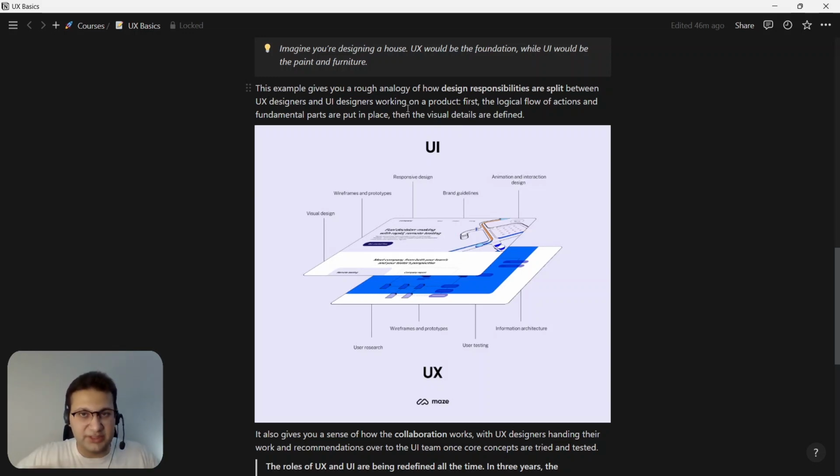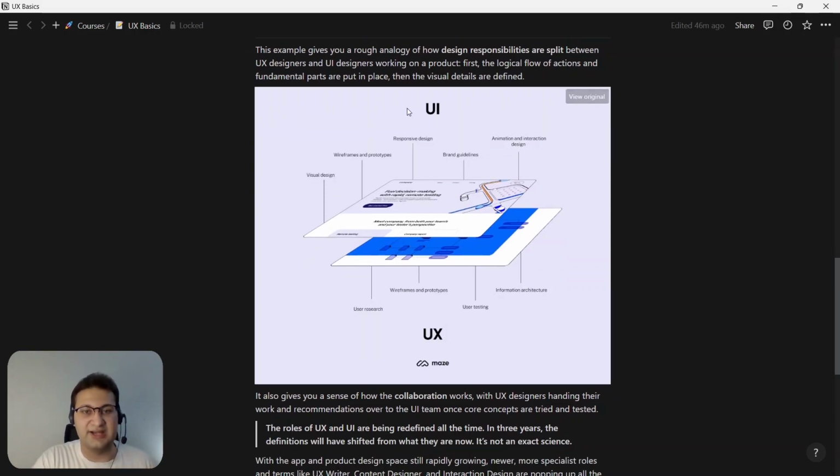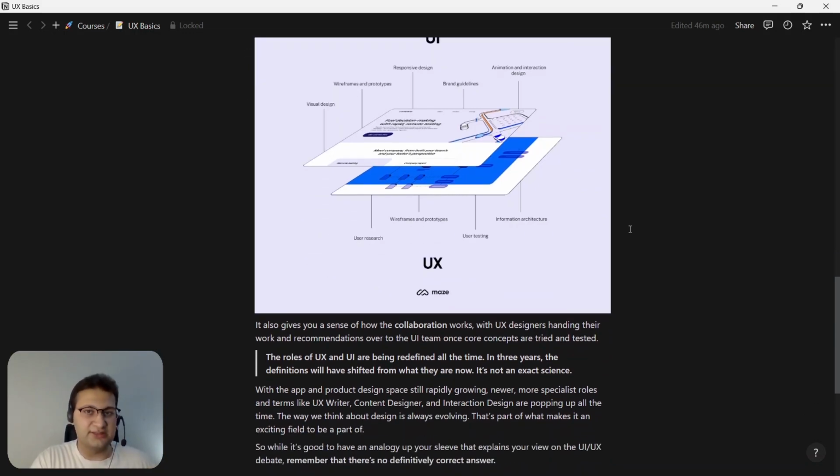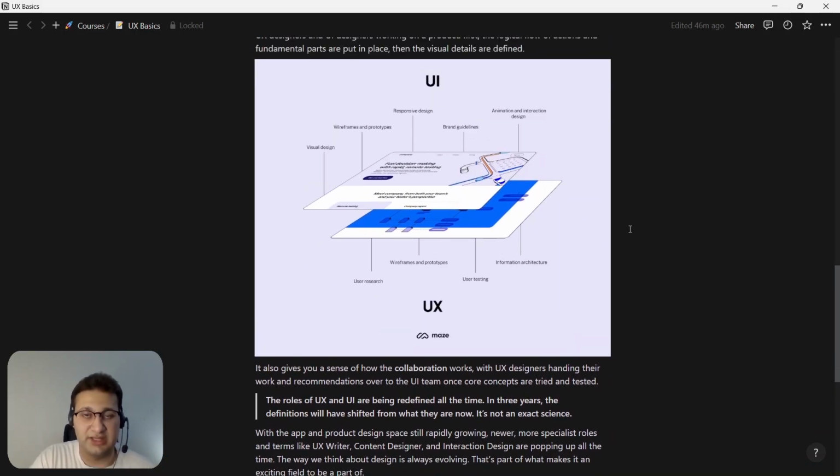So it's just a split in design responsibilities. It's not a split in design knowledge. Both of these professions need to understand and know how the other profession works. Not in that much detail, but they do need a bit of understanding.